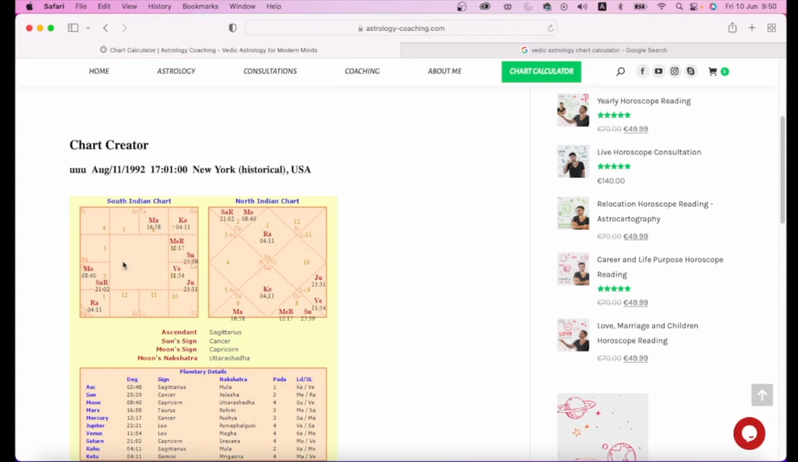We have the South Indian chart and the North Indian chart because in North India they mainly use this chart, and in South India they mainly use this chart. My teachers in astrology told me that if you have a strong Venus, it will be easier for you to work with the North Indian chart. If you have a stronger Jupiter, it will be easier for you to work with the South Indian chart.